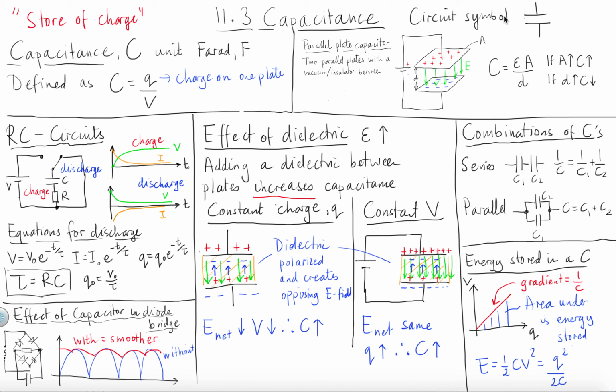The circuit symbol, by the way, is this. It's two parallel lines. Make sure that you make the lines parallel and not unequal, because then it would look more like a cell.